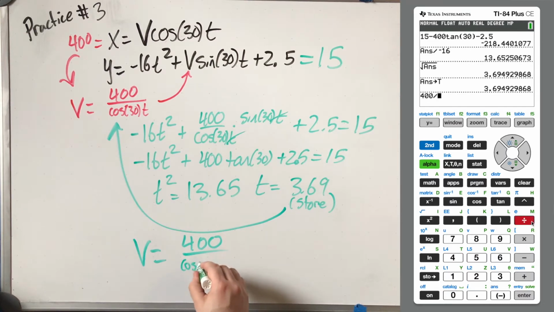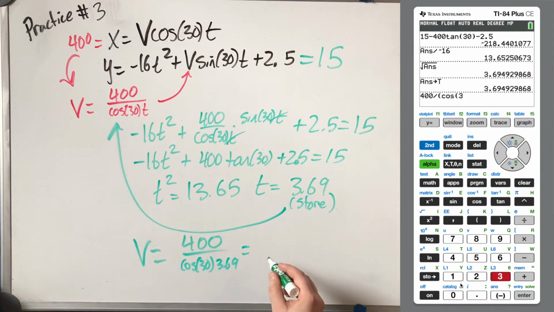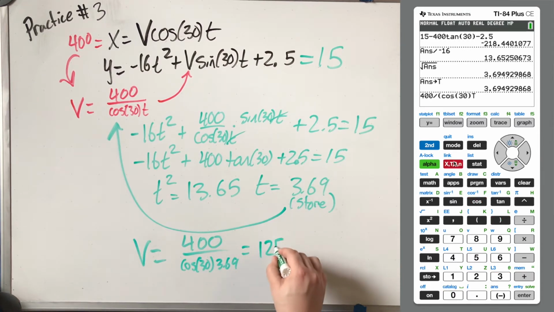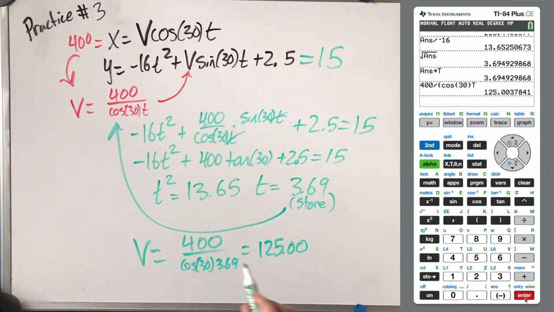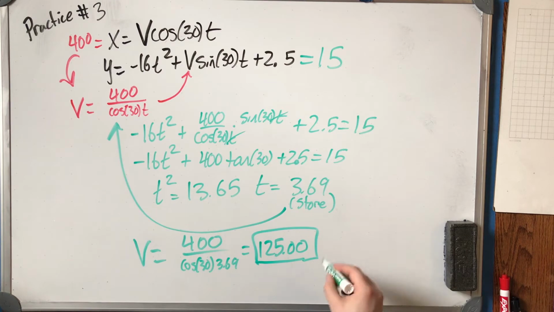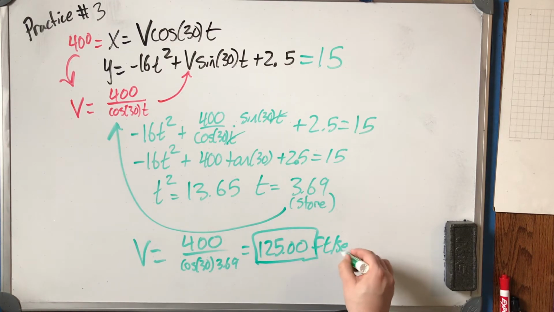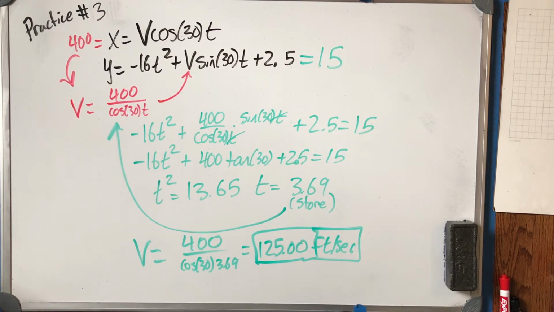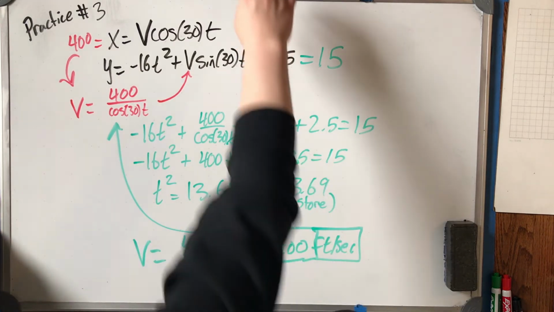So I do cosine 30, very carefully, plug this into the calculator, and I will get 125.00. So what that says is that we need at least an initial velocity of 125 feet per second. Should include the units, it's important. We need at least 125 feet per second in order for this thing to clear that fence. Anything less, and then this will not work out too well for us.